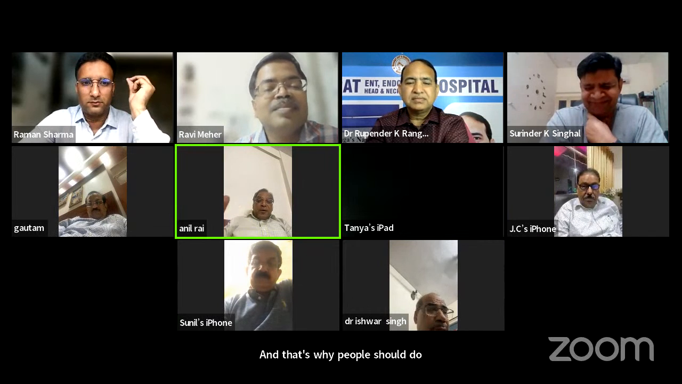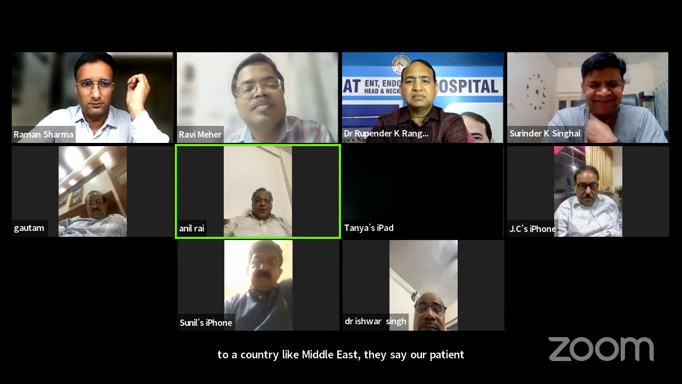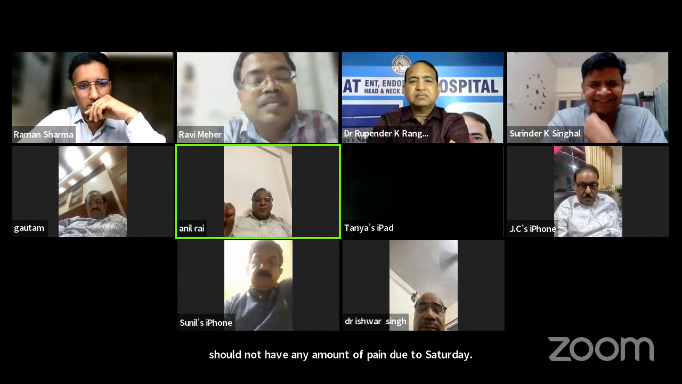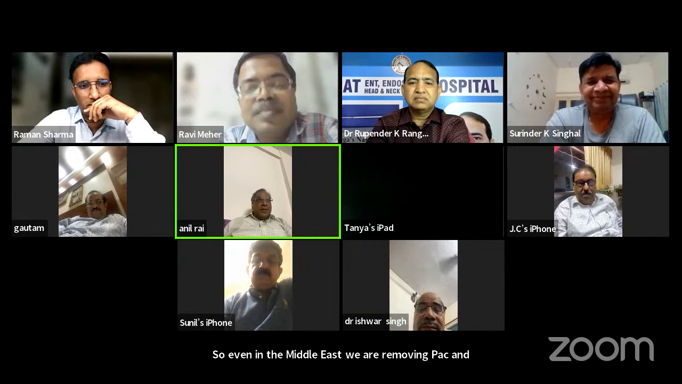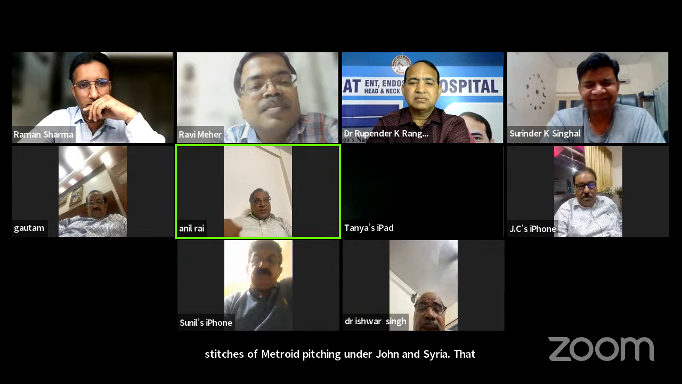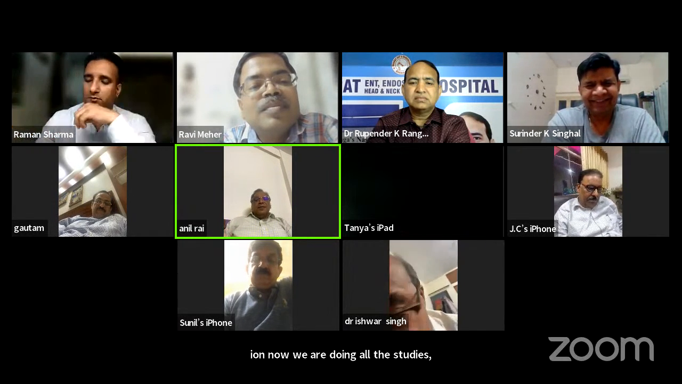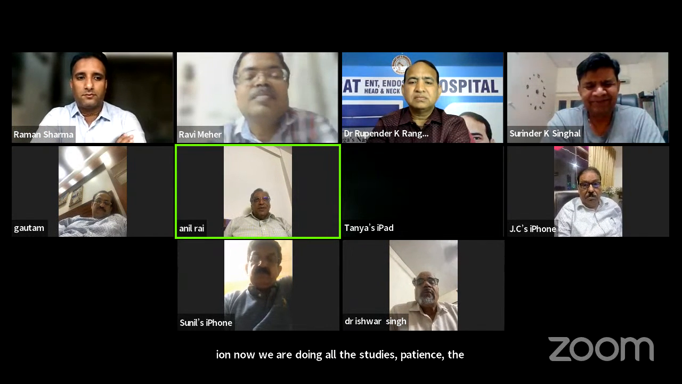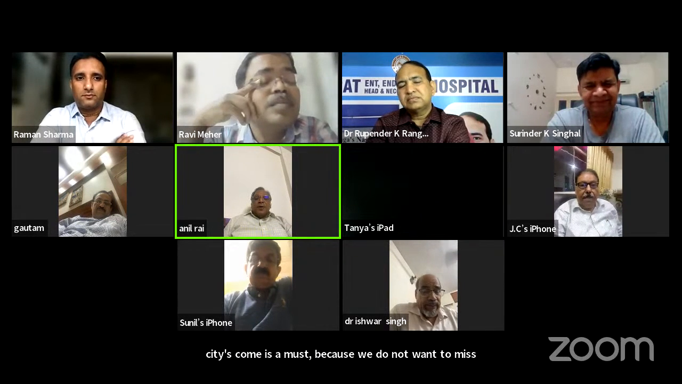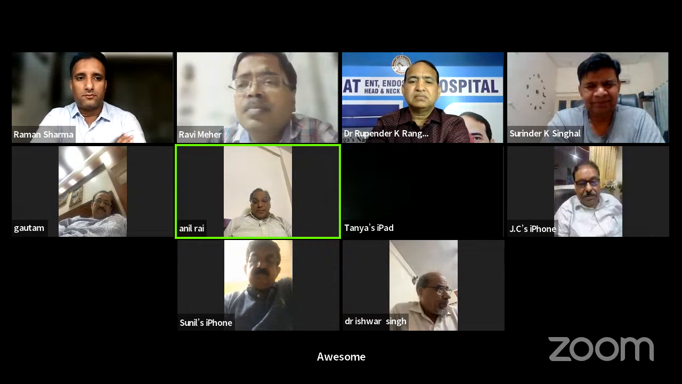And if you go to a country like the Middle East, they say our patient should not have any amount of pain due to surgery. So even in the Middle East, we are removing the pack and the stitches of the mastoid patient under general anesthesia. That is the point. Another point: in our institution nowadays, we are doing CT scans for all stapes patients. The CT scan is a must because we do not want to miss the chances of pathology, which can be seen and ruled out by CT scan.